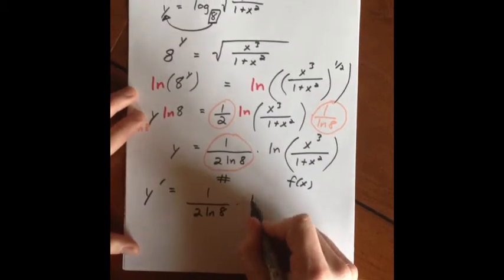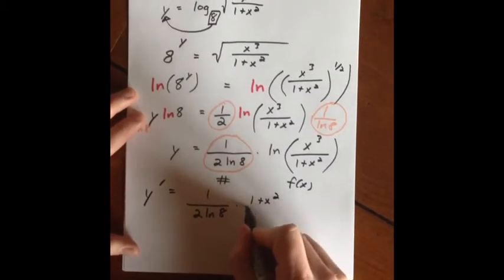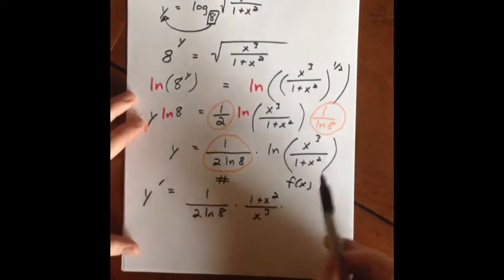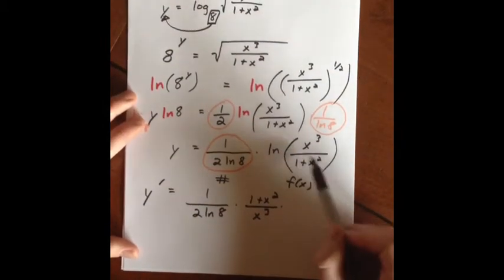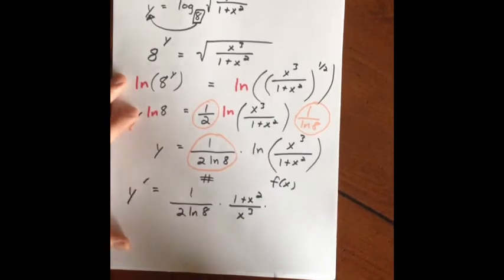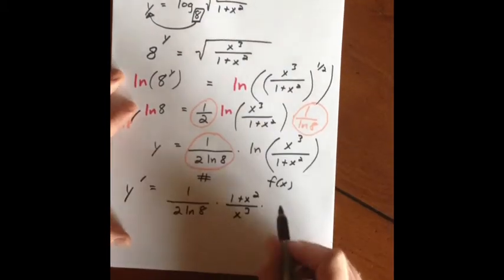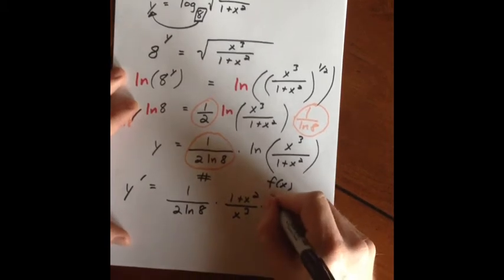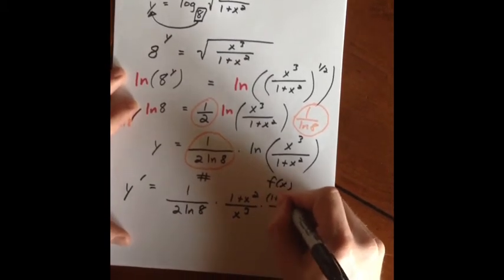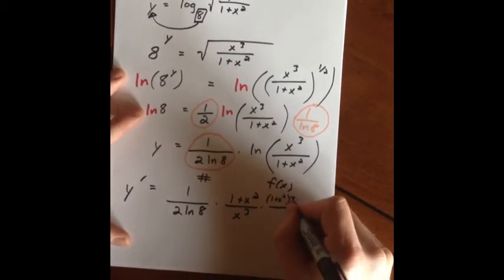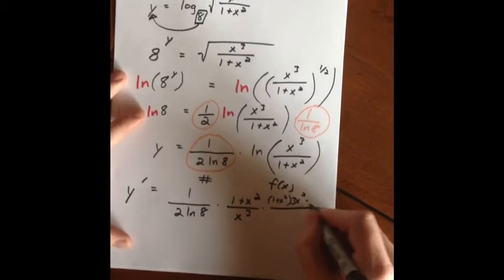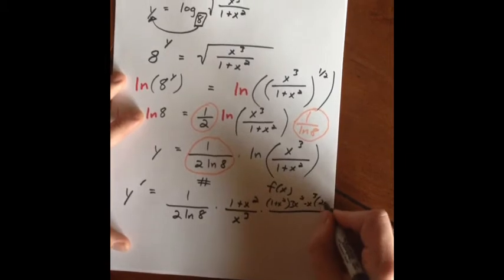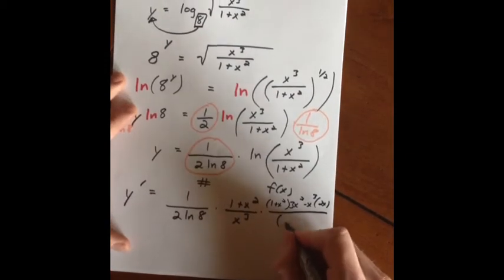So 1 plus x squared over x cubed times, chain rule says, derivative of the inner, you're going to have to do quotient rule on that. So low d high minus high d low all over low squared. So low times d high minus high d low all over low squared.